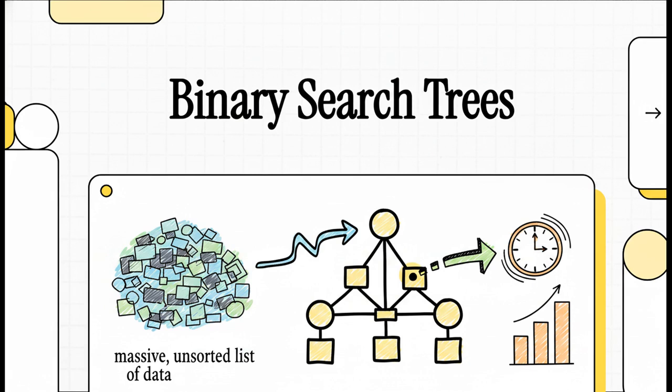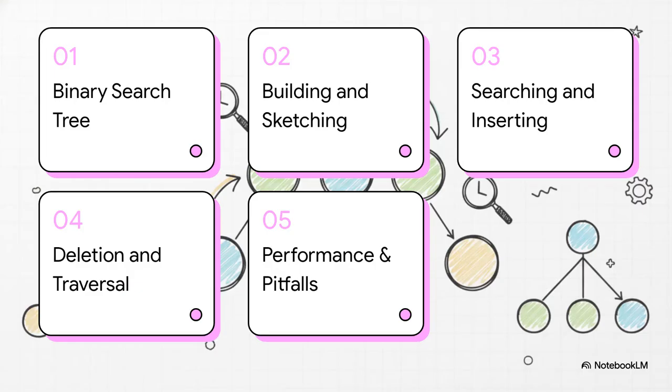In this explainer, we're demystifying binary search trees. Okay, let's dive into this. Our roadmap for today covers 5 key areas. First, the binary search tree definition. Second, building and sketching. Third, searching and inserting. Fourth, deletion and traversal. And finally, performance and pitfalls. Let's get started. Section 1.